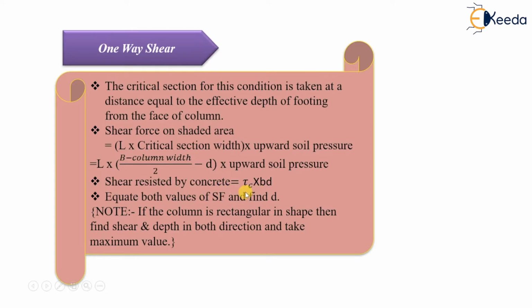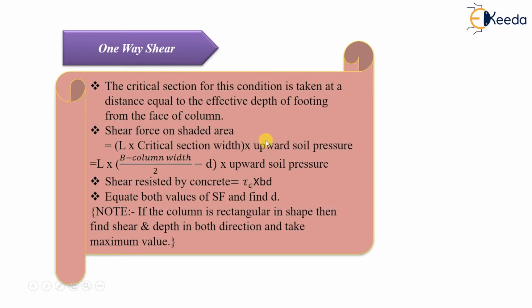Our next step is shear resisted by the concrete. We know the formula of shear resisted by concrete, which is equal to tau c into b into d, and again we are going to put d as an unknown here. We will take width as 1 meter. Then we will mark it as equation number 2. Then we will equate equation number 1 and equation number 2, that is the both values of the shear force, and we will find out our effective depth required for the one-way shear criteria. This is for a square column.